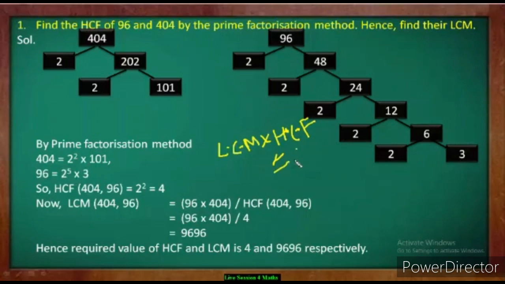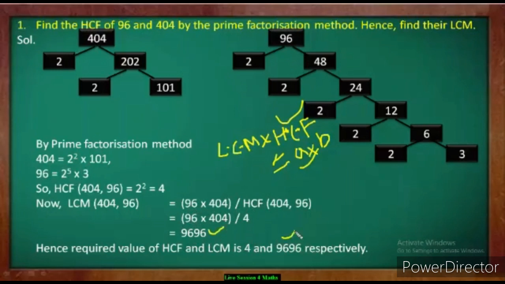Let's say the number is A and the number is B. So that is the product of the numbers. LCM into HCF is equal to the product of the numbers. So HCF we have found already. A we know, B we know. So LCM will be the product of the numbers divided by HCF. So the product of the numbers divided by HCF, that is 9696.